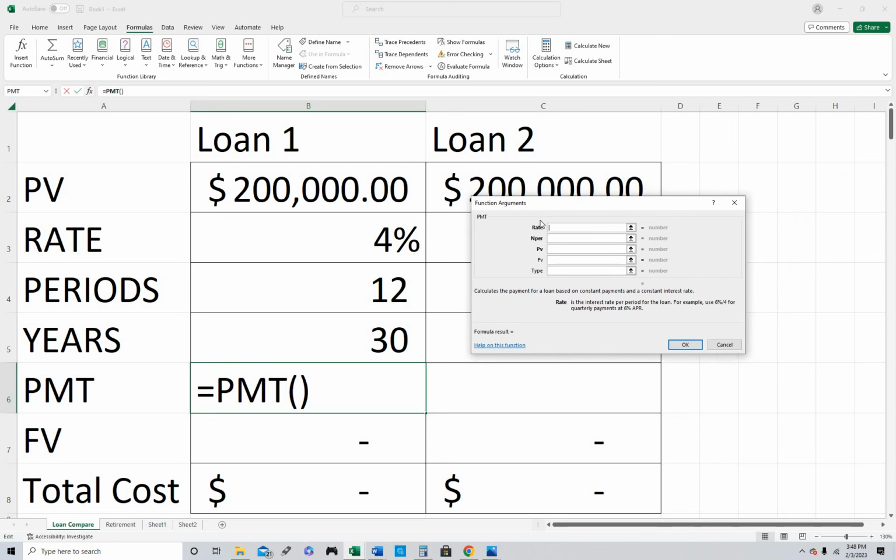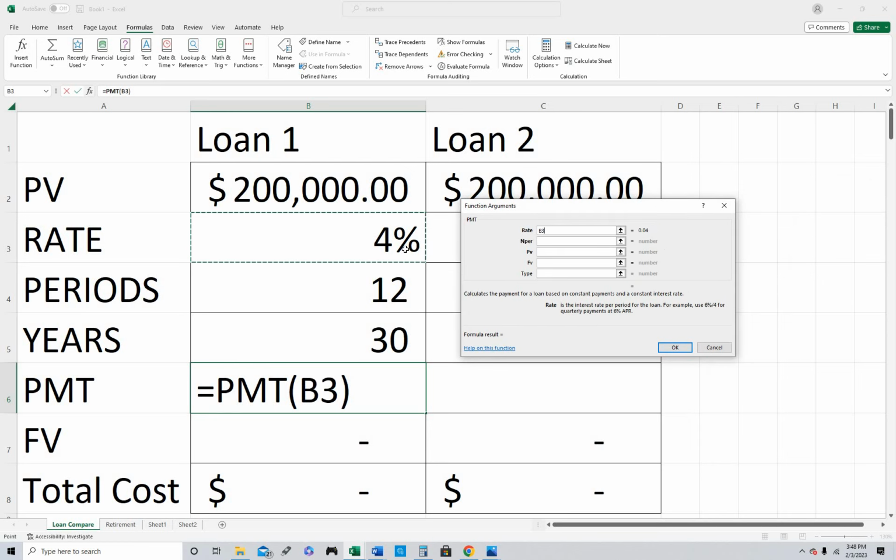Now, our function box opens up and our rate is going to be that 4%. It's compounded monthly, so we divide it by the periods of 12 months. The number of periods we have are going to be the 12 months out of the year times 30 years. In other words, we're going to make 360 payments for the life of this loan. The present value is a negative amount. We owe the bank this money, so we owe $200,000. The future value, we said, is going to be 0. And the type is going to be 0 at the end of the period.